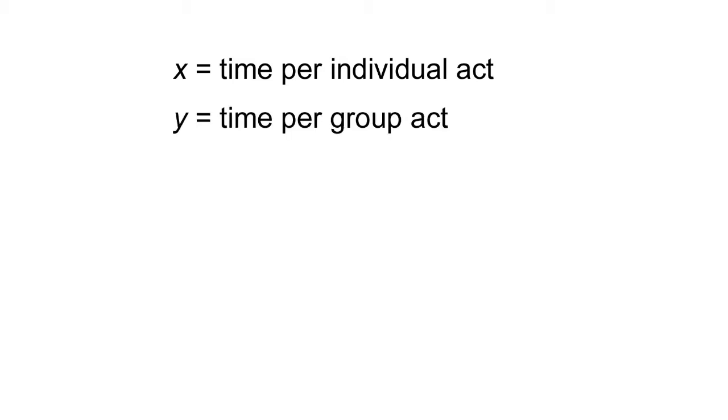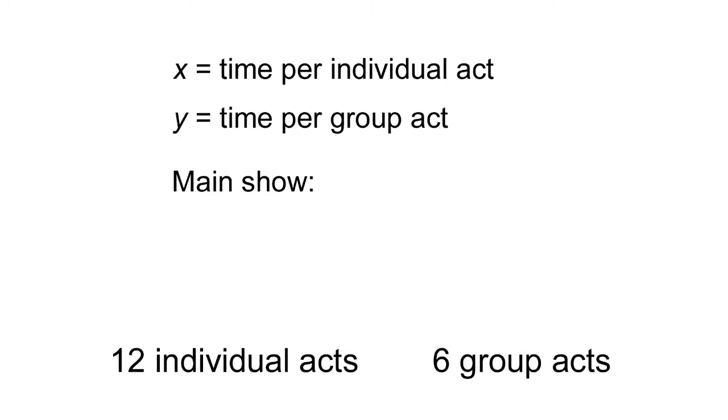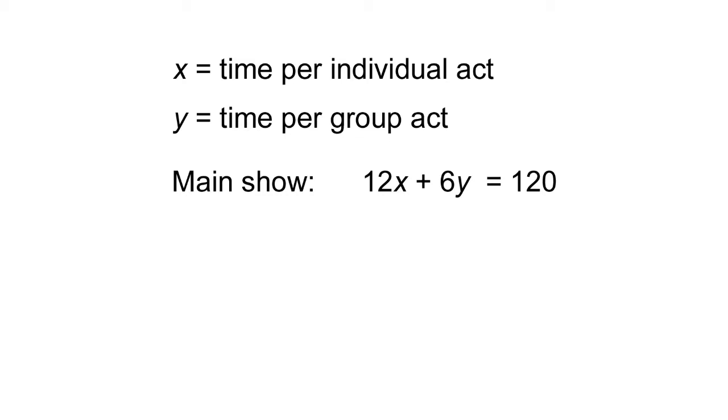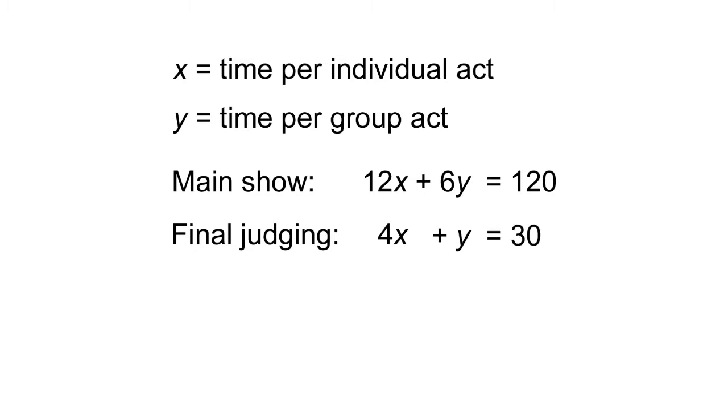So for the main show, there are 12 individual acts and 6 group acts, and the total length of the show is 2 hours or 120 minutes. I can write that as 12x + 6y = 120 minutes. For the final judging, the times for 4 individual acts plus 1 group act needs to total 30 minutes.